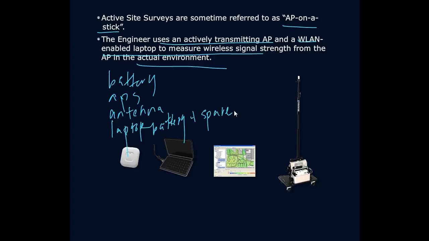I will need a pole, a tripod, a ladder, a stick, anything to get that AP up to where it needs to be. But make sure that the item is not metal, will not interfere with the signal. I saw somebody use a metal ladder once, and I was like, what are you doing? You're wasting your time. A power over Ethernet injector.